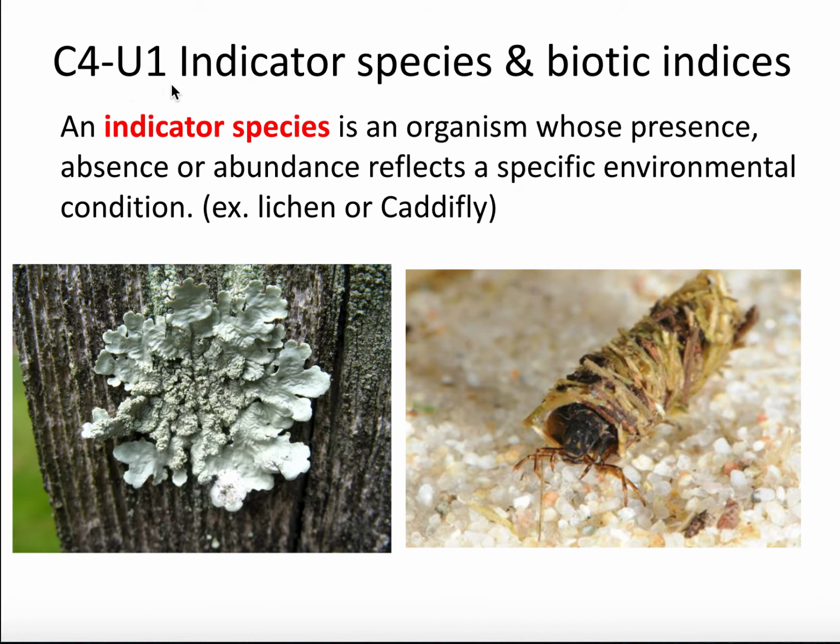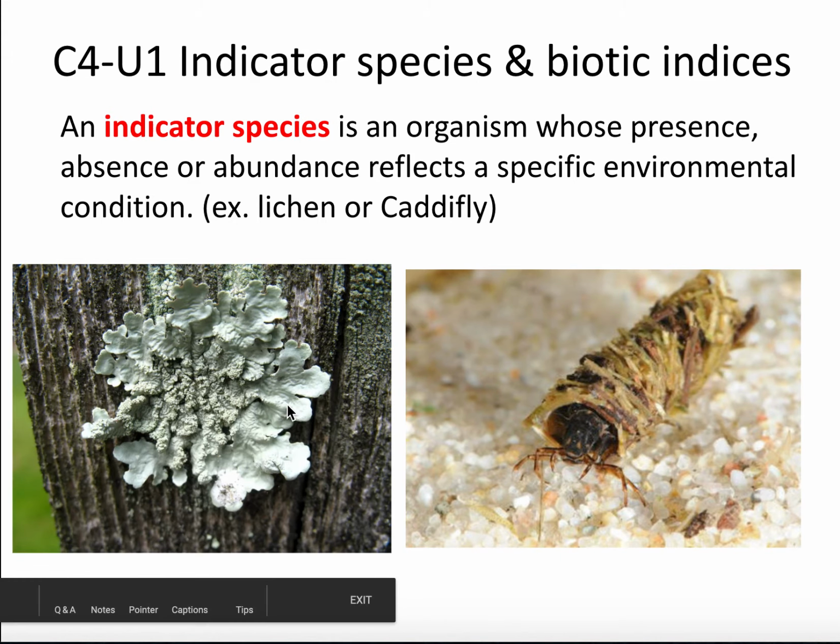Okay, this is understanding 1, which is about indicator species and biotic indices. So an indicator species is an organism whose presence or absence or abundance reflects a specific environmental condition. So when we see an indicator species, we know that something's going on in this environment. We can tell how healthy the environment is, or if it's absent, we can tell something's wrong with this environment, that it's not healthy.